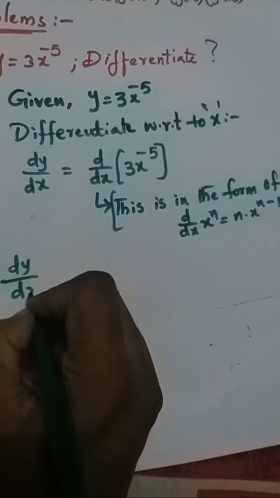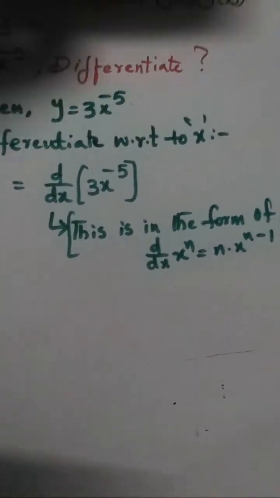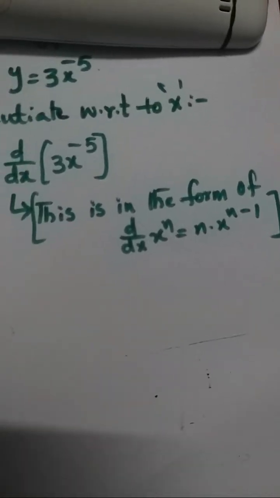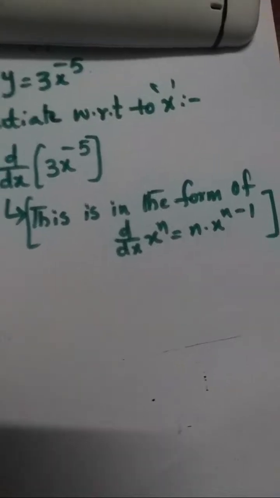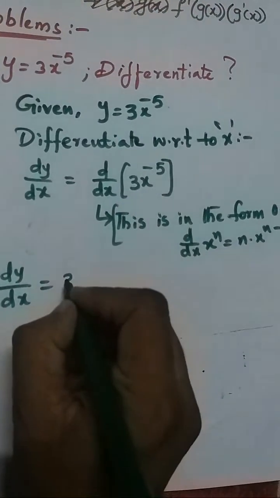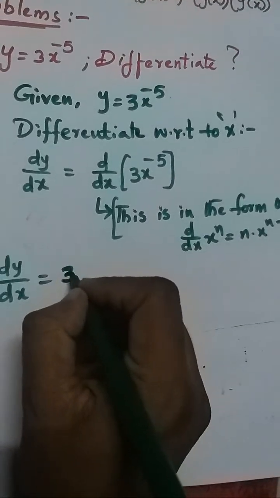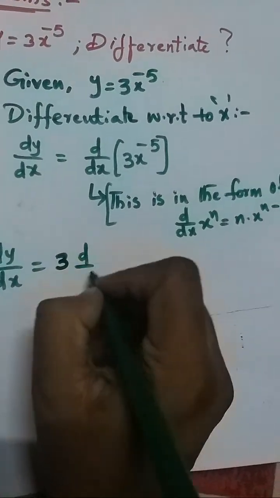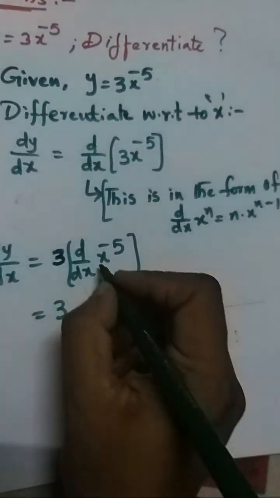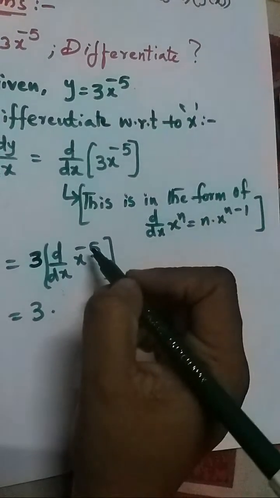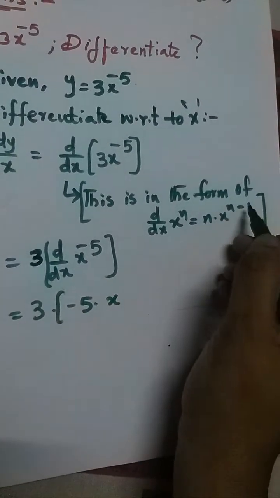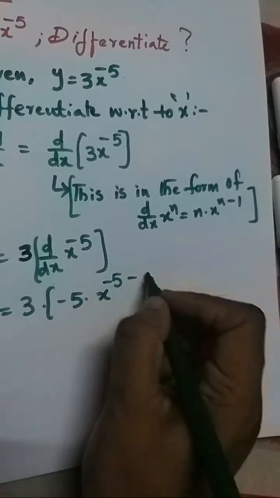dy by dx, how will you get it now? Write down using the rule. We have to change this to d by dx of 3 into x power minus 5. Before that we have to write the constant outside: 3 times d by dx of x power minus 5. Now n value is minus 5. We have to write minus 5 into x power n minus 1, so minus 5 minus 1.